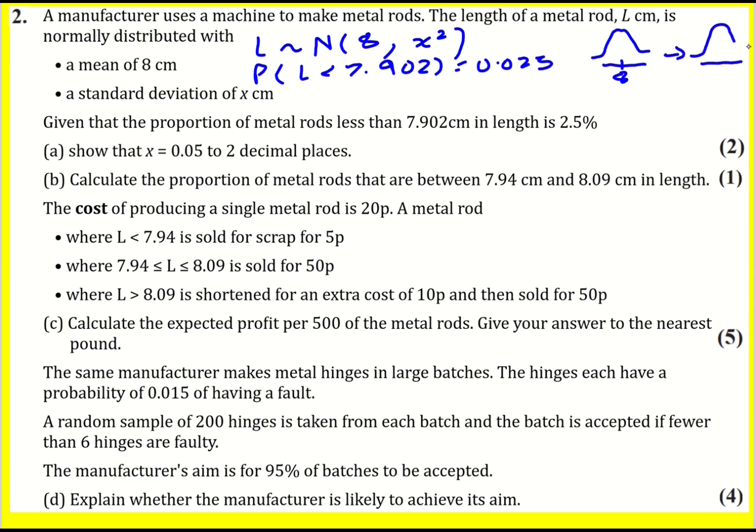transform it to the standard distribution with mean of 0. So let z equal L minus 8, because that will get the mean to 0. But then I'm also going to change the standard deviation by dividing through by x. That will give me a standard deviation of 1. So then the probability that z is lower than 7.902 minus 8 over x remains as 0.025. And we can do inverse normal and work out what x is.